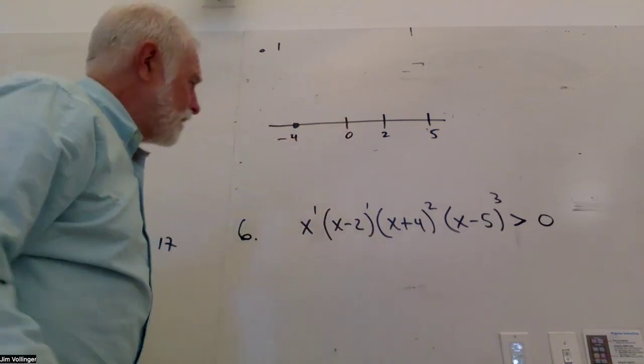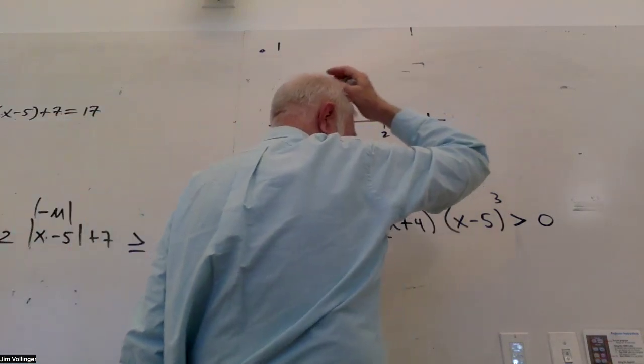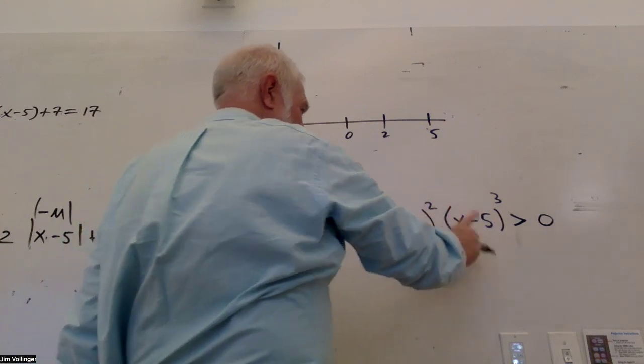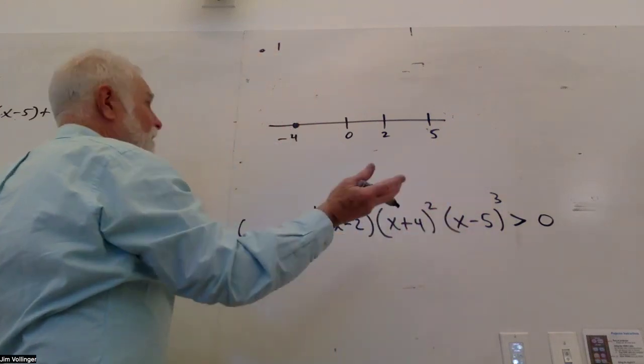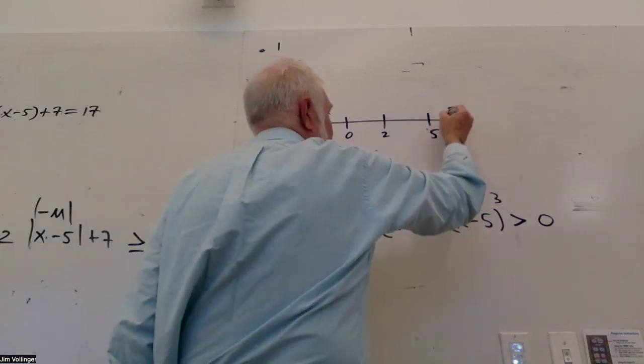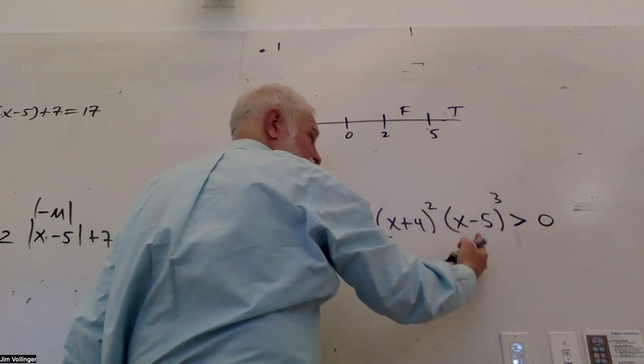All right, so what do I see? I'm going to see a number bigger than 5. I'm going to go true or false. A million cubed times a million squared times a million minus 2 times a million. Yeah, that's definitely bigger than 5. And I know the next one's going to be false because there's going to be a sign change.